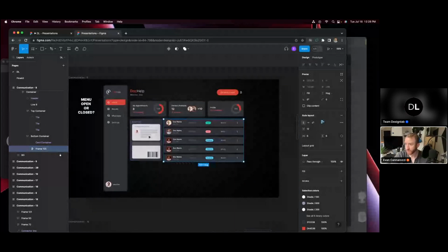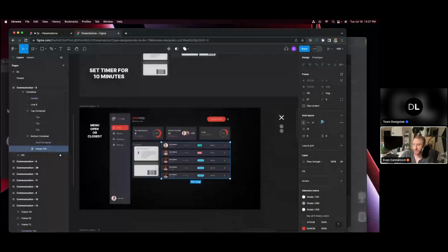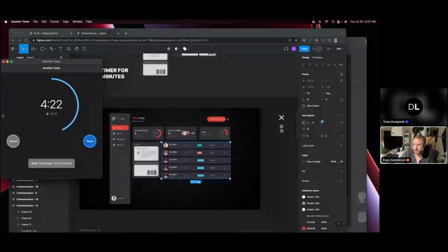So let me check the clock. In about 6 minutes, we established the problem statement. We understood what research has been done. We went through the requirements and we built the UI with the team here using Figma and auto layout. So a really effective way to get your audience to engage with you or get your stakeholders to engage with you where you can actually design in real time.